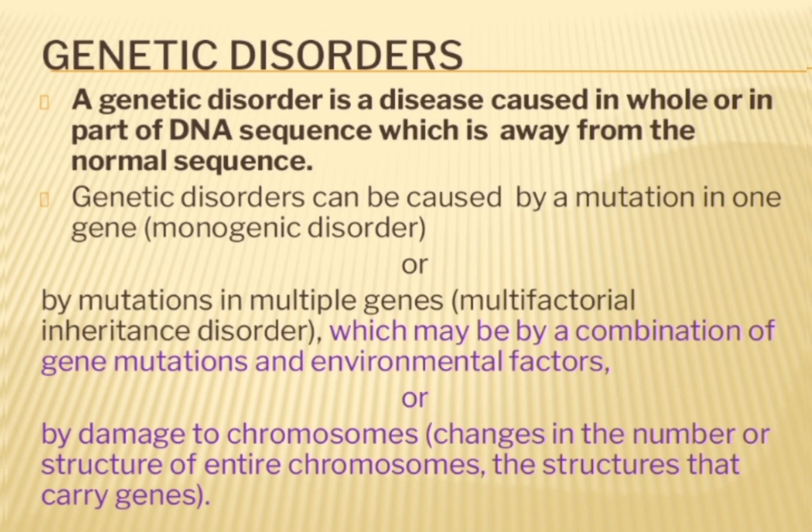Genetic disorder. Coming to genetic disorder, it is nothing but a disease which is caused by a DNA sequence which is away from the normal sequence. It may be caused due to mutation in a single gene or multiple genes. So if it is caused in a single gene, it is a monogenic disorder, and when it is caused in multiple genes, it is a multifactorial inheritance disorder.